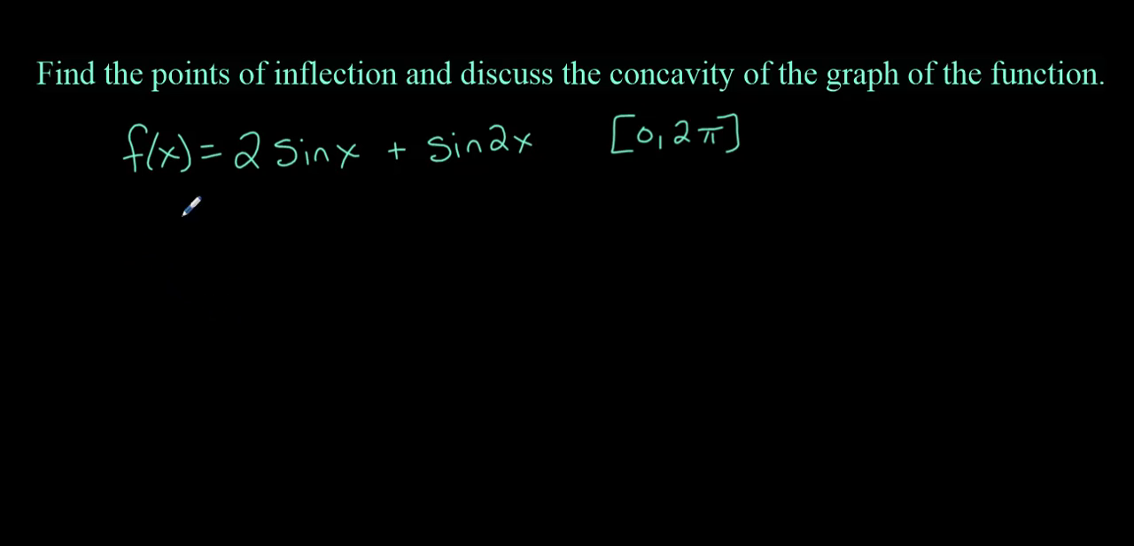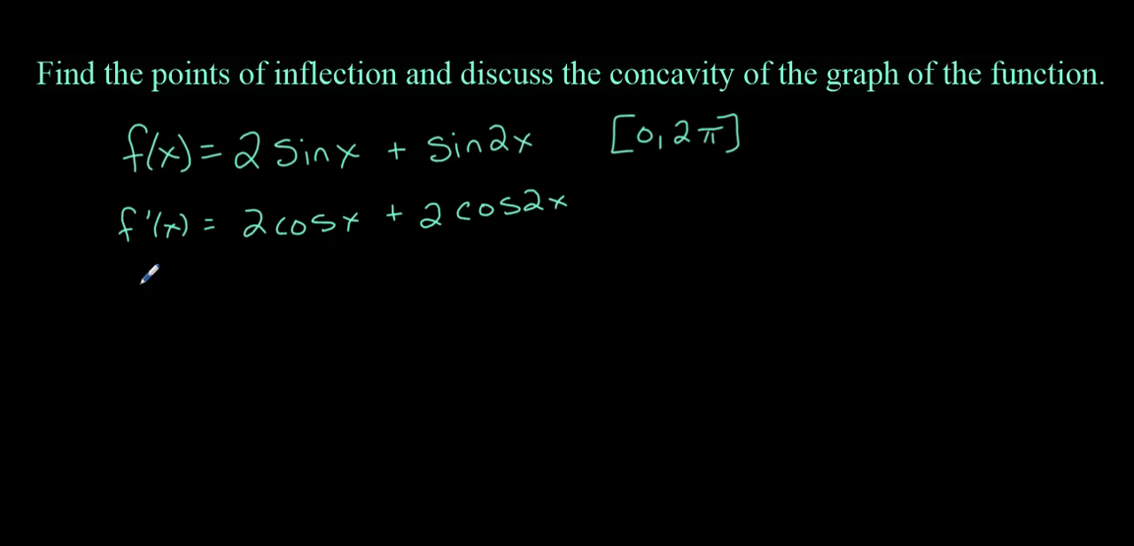So first, find the points of inflection. We have to find the second derivative, find when the second derivative equals 0, and test intervals around those zeros. Let's get there. So find the first derivative, and then derivative of sine is cosine, and then we got cosine of 2x times the derivative of the inner function.